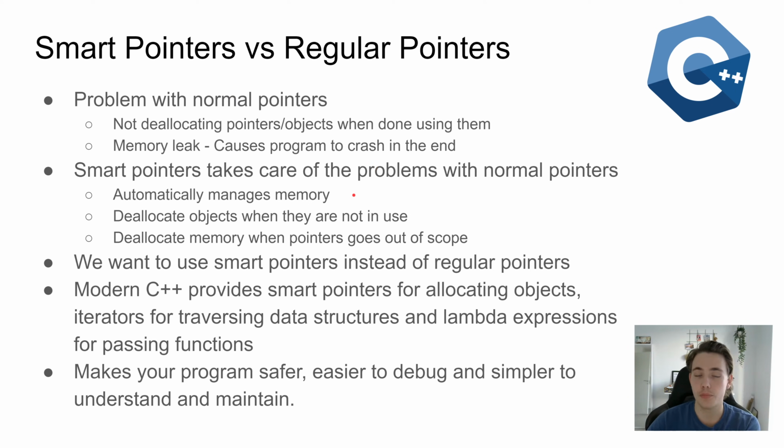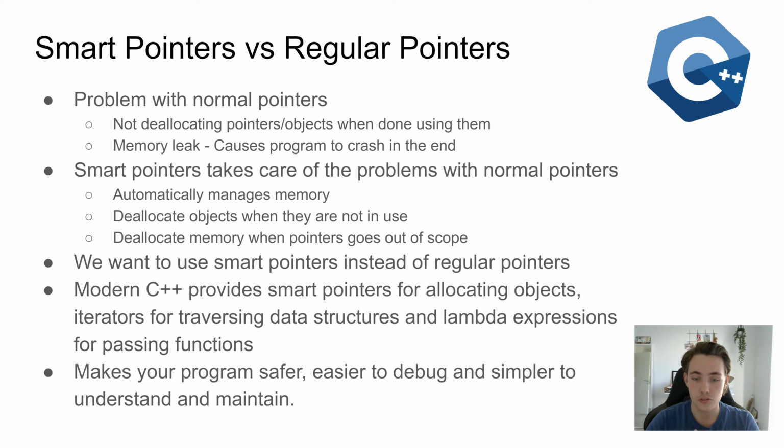Instead of using these regular pointers, we can use smart pointers, which are built into C++. Smart pointers take care of the problems with the normal pointers. They automatically manage the memory, deallocate objects when they're not in use, and also deallocate memory when pointers go out of scope. So when pointers go out of scope, it will deallocate the memory where the pointers are pointing to, and we don't have to deallocate them ourselves. It does it automatically, and it won't cause these memory leaks in our program.